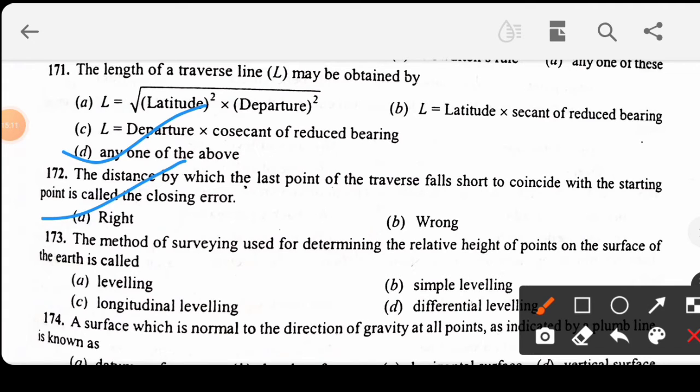The method of surveying used for determining the relative heights of points on the surface of the earth is called leveling. ये लेवलिंग का डेफिनेशन है. Leveling मतलब height measurement, vertical distance.